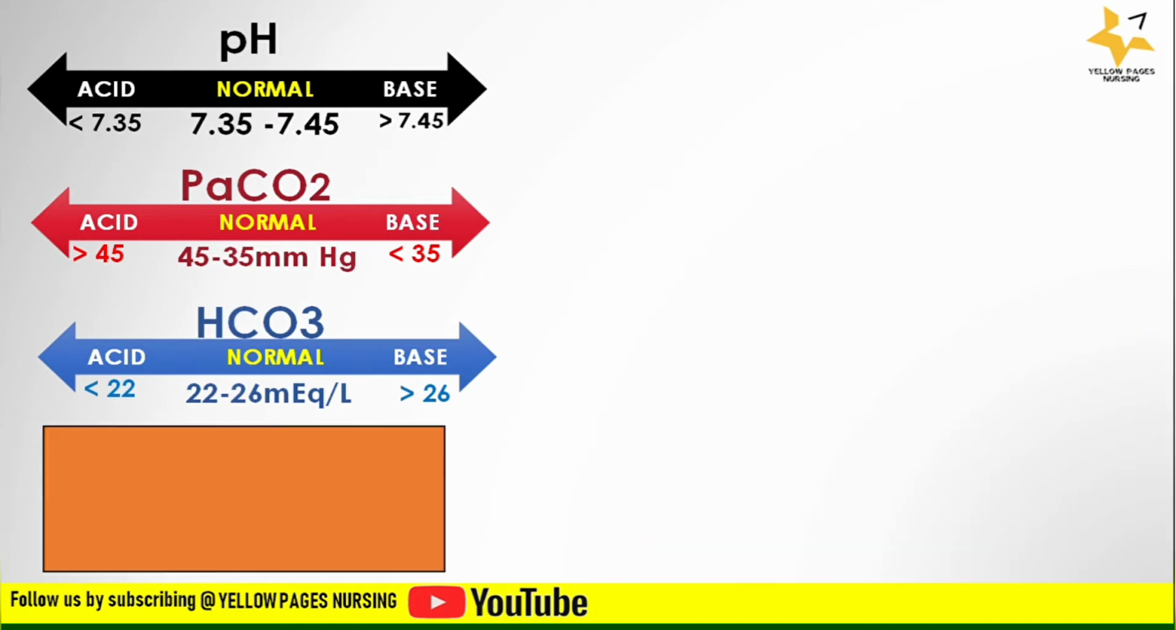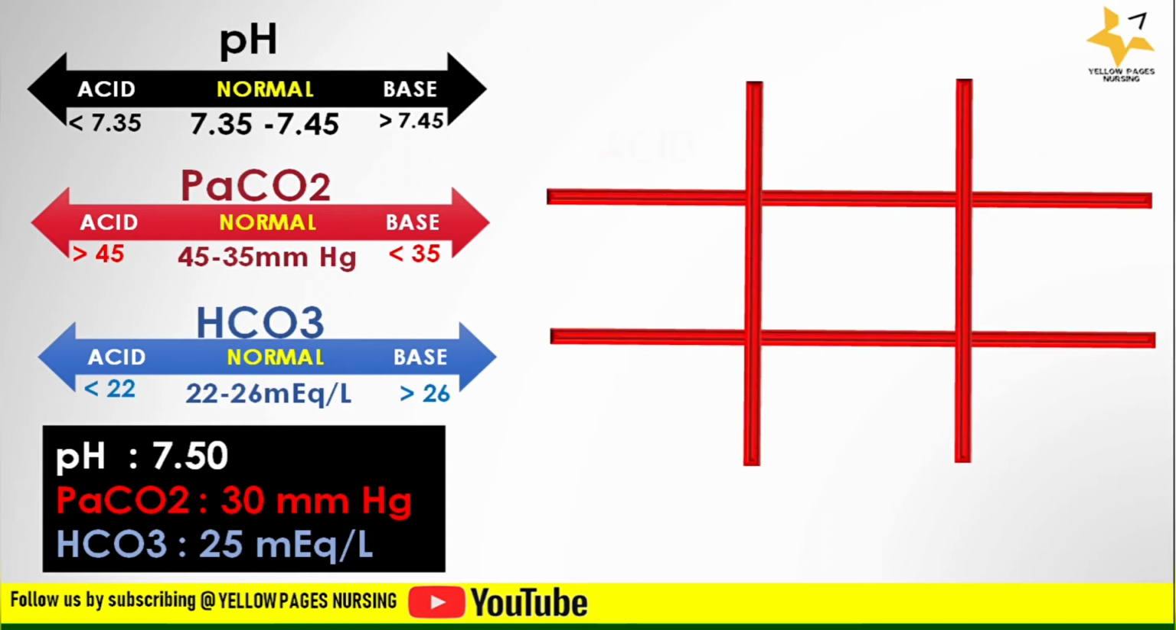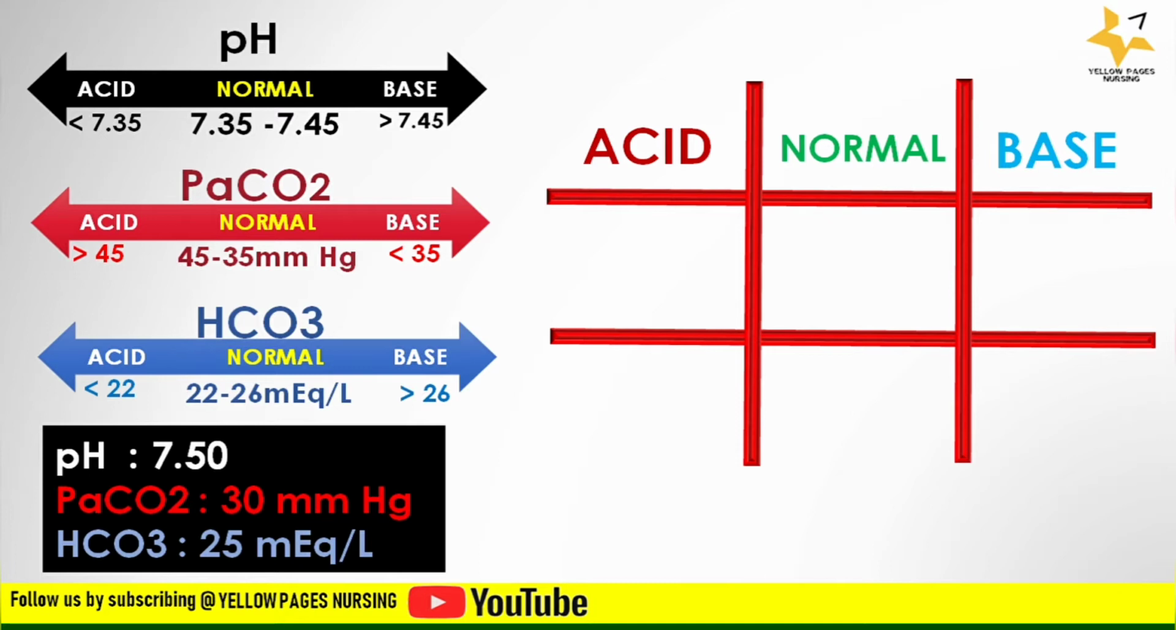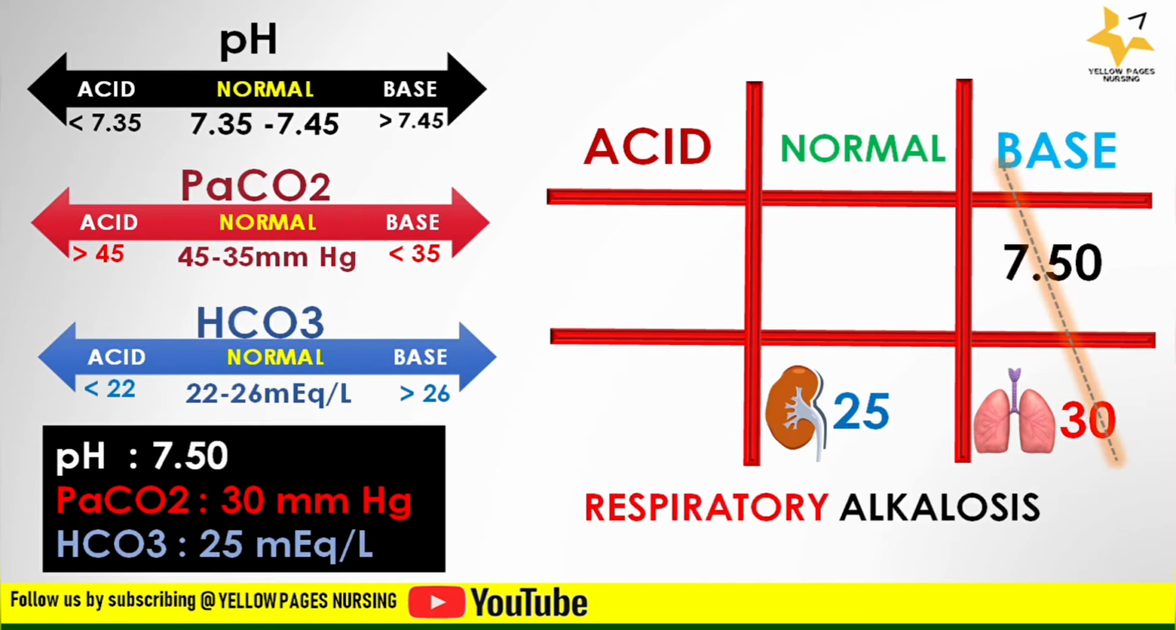pH is 7.50, PaCO2 30 mmHg, bicarbonate 25 milliequivalent per liter. When you look into the pH 7.50, it's more than the normal value, and hence it is in the alkalotic state. PaCO2 is 30 mmHg, which also falls in the alkalotic state. Bicarbonate is 25 milliequivalent per liter, which falls in the normal state. Because pH and PaCO2 match in the alkalotic state, we say it is a respiratory alkalosis.